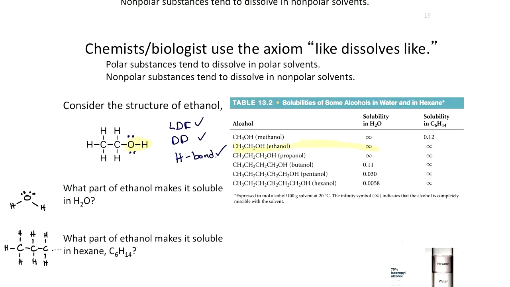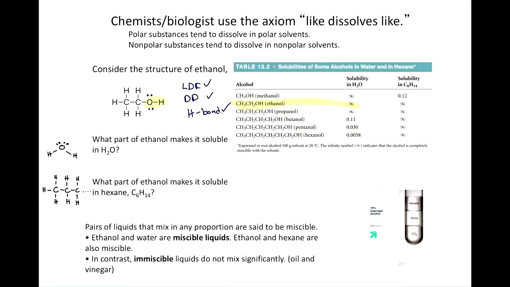What does that mean? It means I can take any proportion, any ratio of water and ethanol, and they will always dissolve in one another. But when we talk about liquids, the language we should be using is miscible. When we talked about solids dissolving, we said salt is soluble in water. But we say ethanol is miscible in water because it's liquids, and that's just the language chemists use. So when two liquids dissolve, we say they're miscible.